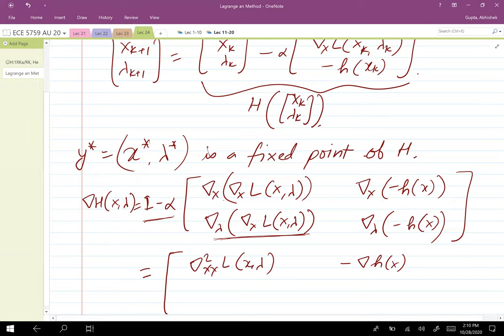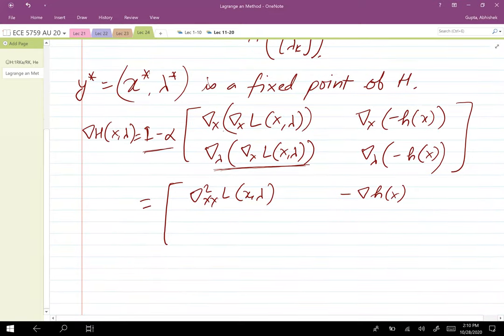Okay, so this alpha gets multiplied to this big matrix, and then you have an identity in the front. So I have I minus alpha, some large matrix. So what's the derivative with respect to x and lambda of the Lagrangian? Gradient of hx transpose. Right. Gradient of hx transpose. And what about gradient of lambda of minus hx? Well, minus hx doesn't depend on lambda, so it's equal to zero. Oh, there is I minus alpha.